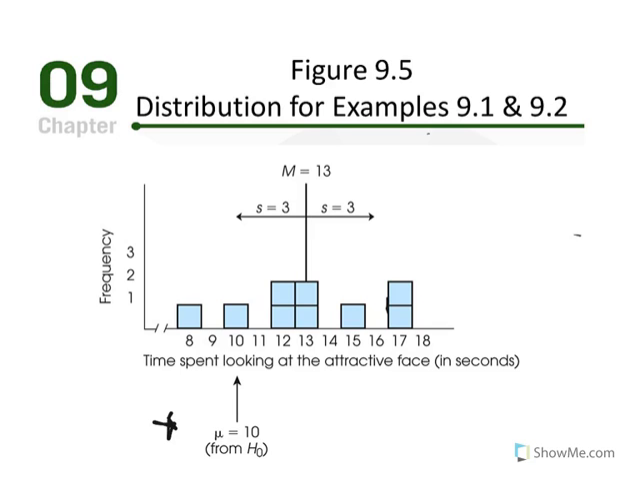Therefore, the results show a 3-second difference between the mean for the sample here and the mean for what we refer to as the untreated population. That value coming from the null. No difference in time spent looking at the attractive versus the unattractive face. So the difference between 10 and 13 in raw score points is 3 points. So that's the mean difference.